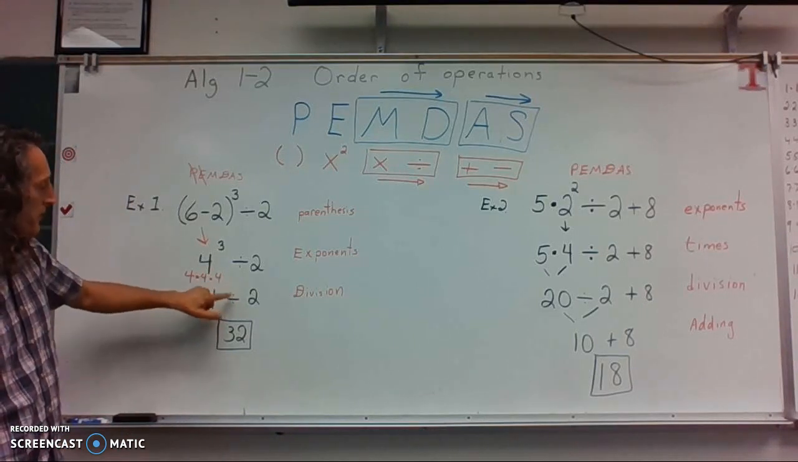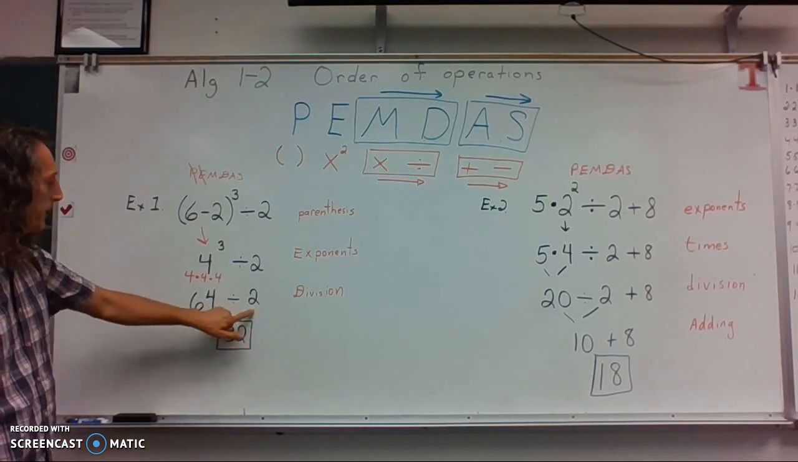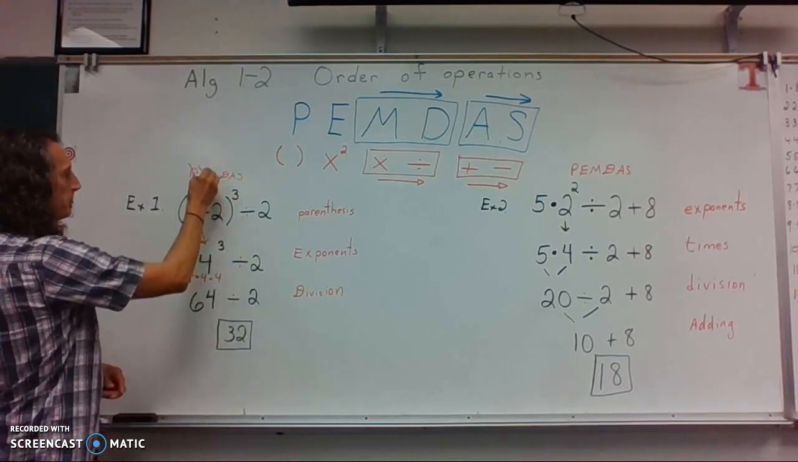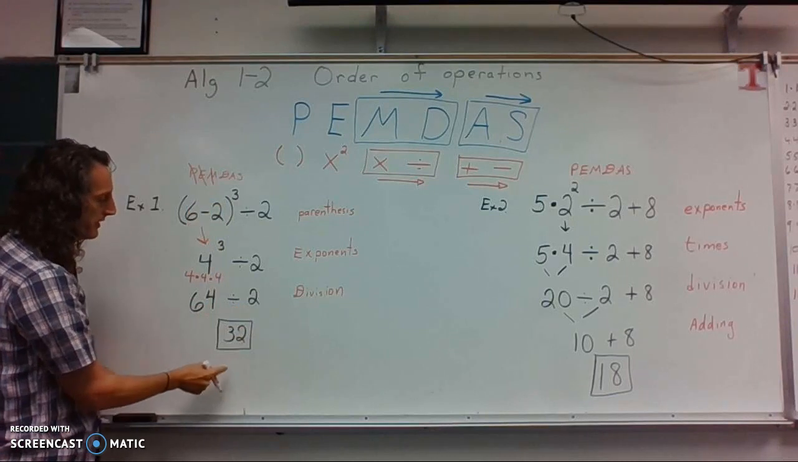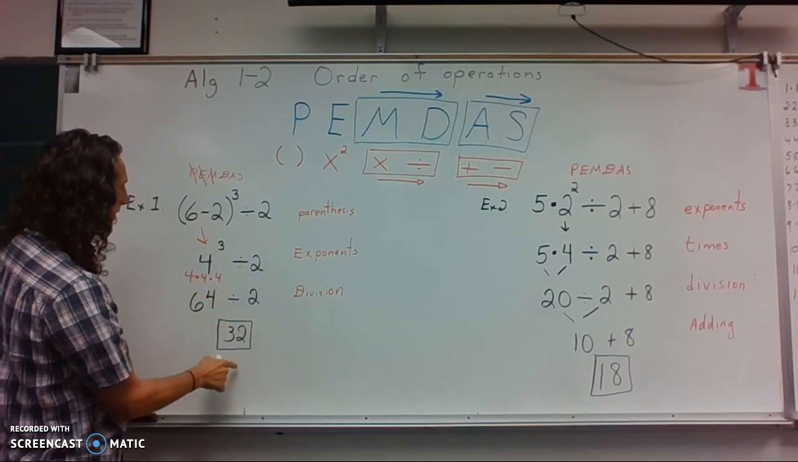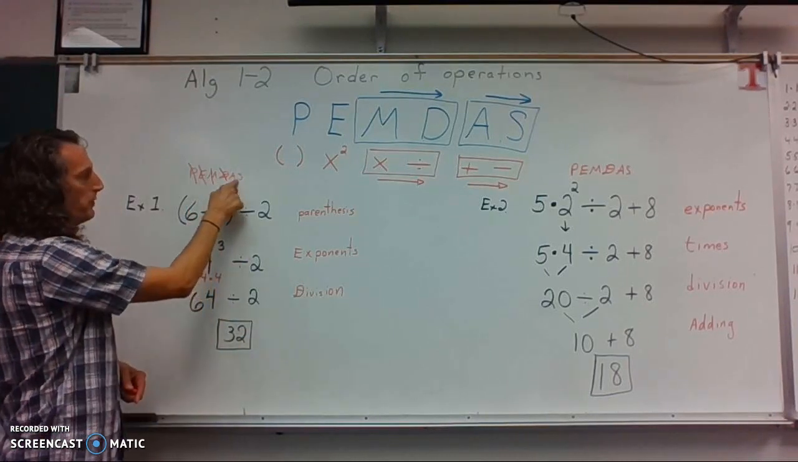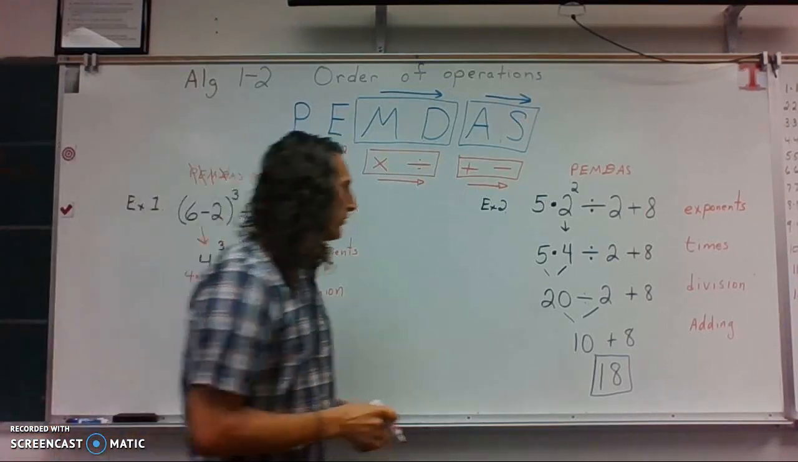Then I copy down the division sign and my 2. Obviously, now there's no multiplication. There is division. 64 divided by 2 is 32. So I'm done because there was no addition or subtraction.